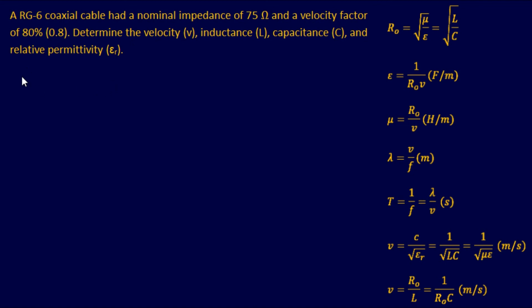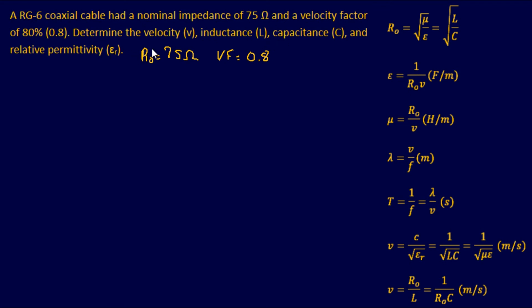So let's tackle this one at a time. First thing we need to do is write what we know. We know R sub O equals 75 ohms. We know the velocity factor is 0.8. And I think that's all we know right now. So let's find the first item.